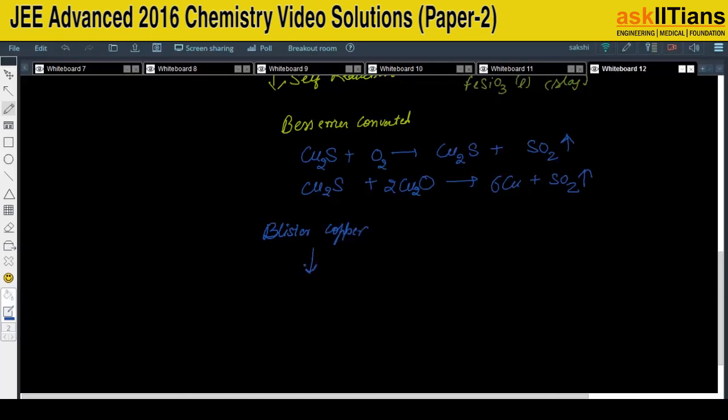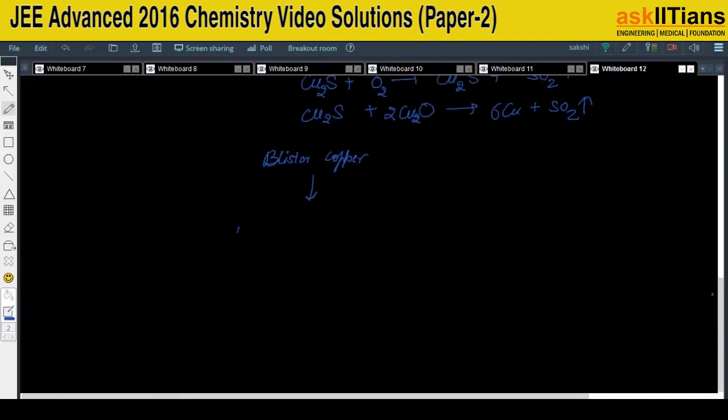And the refining of blister copper is done by boiling followed by electrorefining, but not by the carbon reduction method. So actually, what happens is, once we are asked to refine this blister copper, you have to do it by poling, and then this has to be followed by electrorefining.